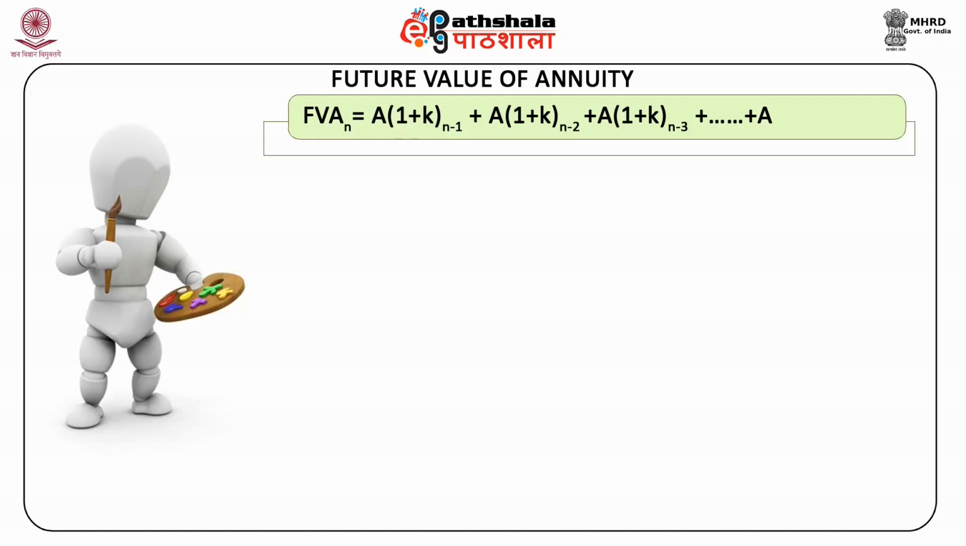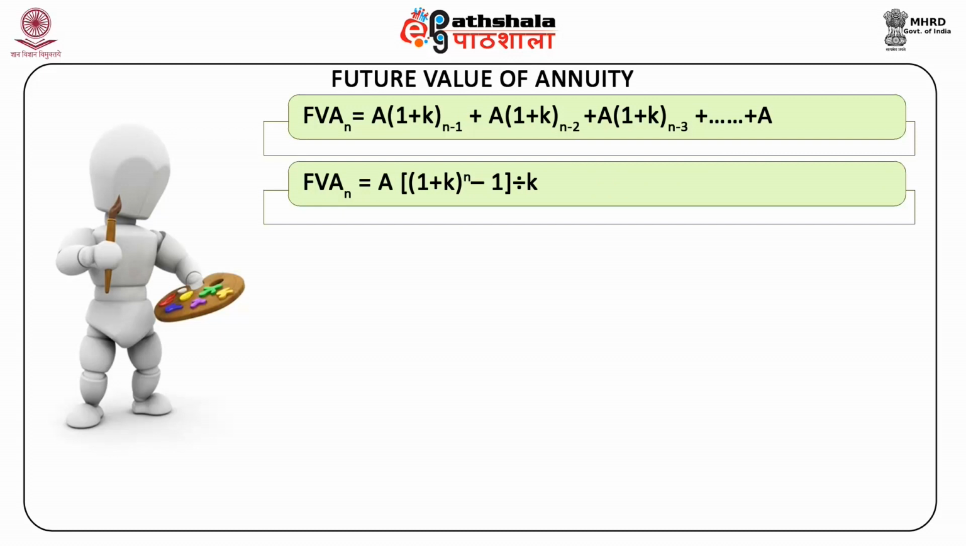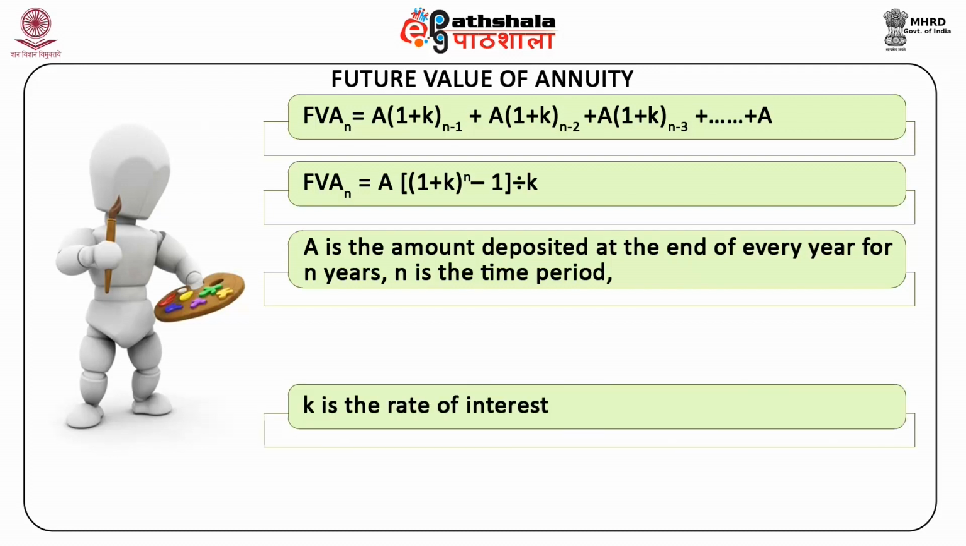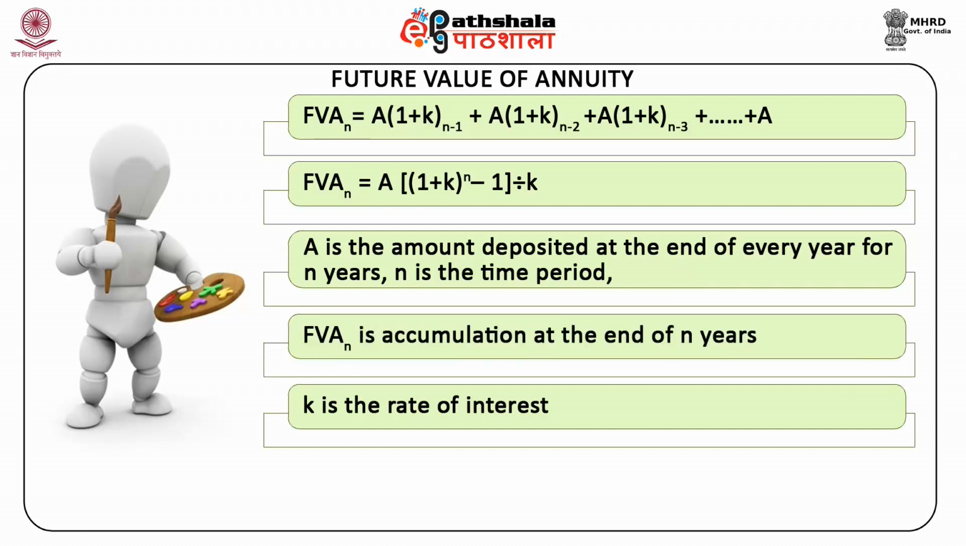This can be reduced to FVAn is equal to A within bracket (1 plus k) raised to power n minus 1, bracket closed, divided by k. A is the amount deposited at the end of every year for n years. K is the rate of interest. N is the time period. FVAn is the accumulation at the end of n years.